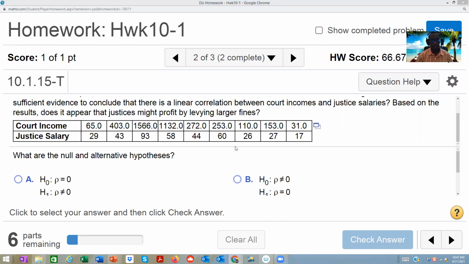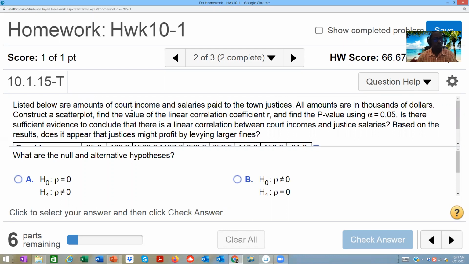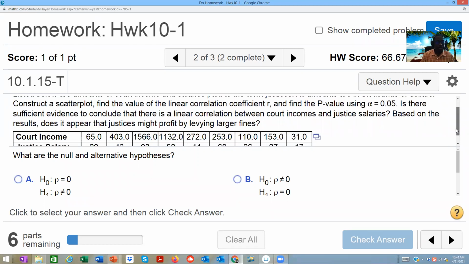Here is the question, homework 10.1. Listed below are amounts of court income and salaries paid to the town justices. All amounts are in thousands of dollars. Construct a scatter plot, find the value of the linear correlation coefficient and the p-value using alpha equals 5%. Is there sufficient evidence to conclude that there is a linear correlation between court incomes and justice salaries? Based on the results, does it appear that justices might profit by levying large fines?